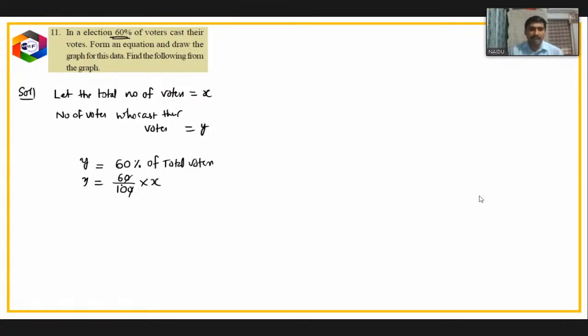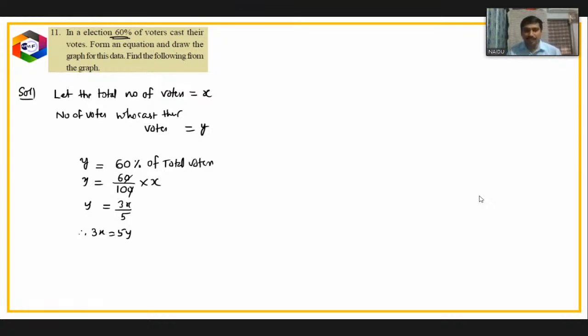Upon cancelling and simplifying, we get 3x by 5. So this is the required equation: 5y is equal to 3x, or y is equal to 3x by 5. That is the required equation for the given data. So this is a linear equation. Now we have got a linear equation.